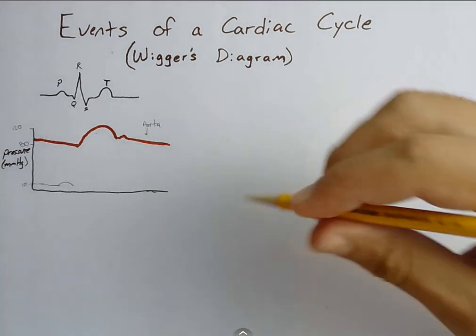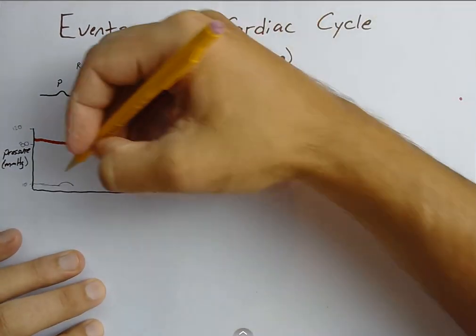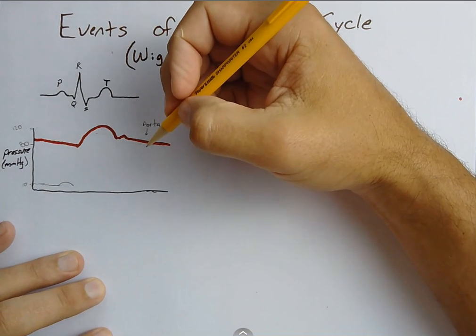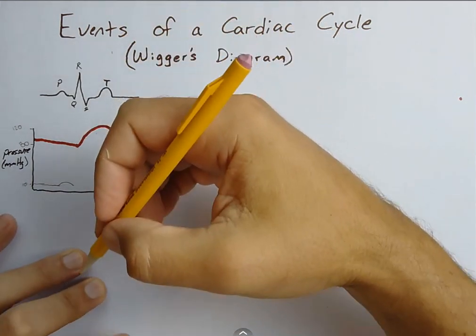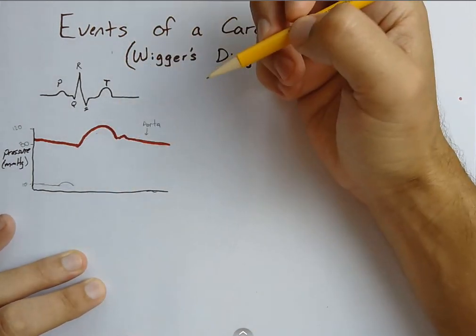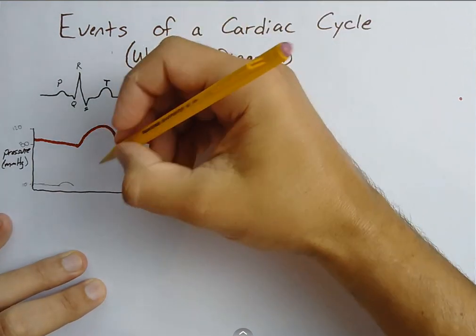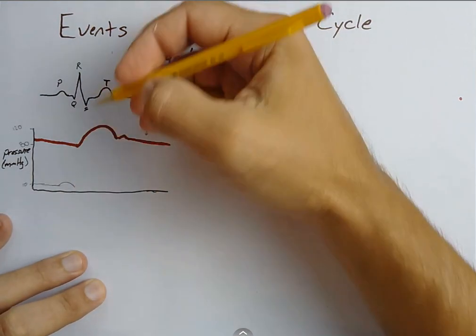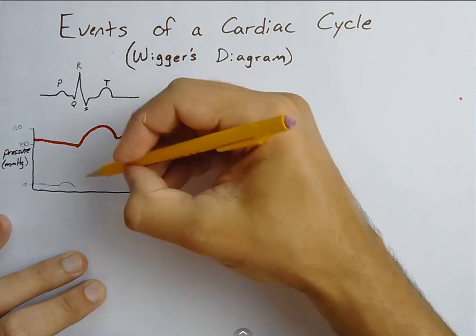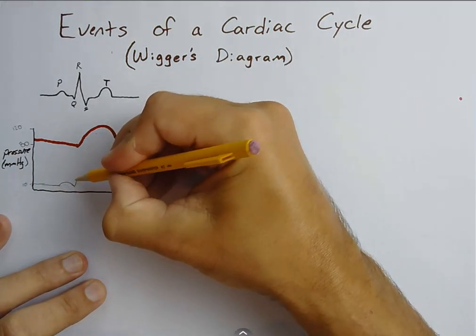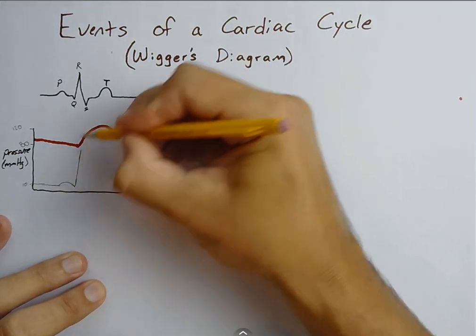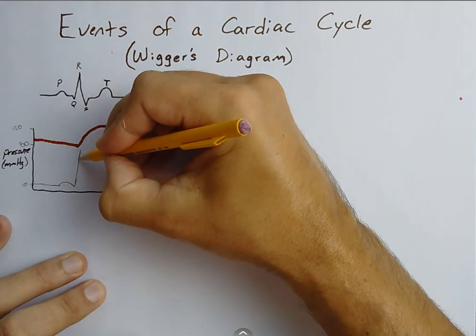A little bit of blood from the atria is going to get pushed down into the ventricle, and you're going to see a little bump on the Wiggers diagram. And that's just a representation of blood entering that left ventricle. After that point, the ventricle is going to start to contract, and as it contracts, it's going to shoot up and up and up.